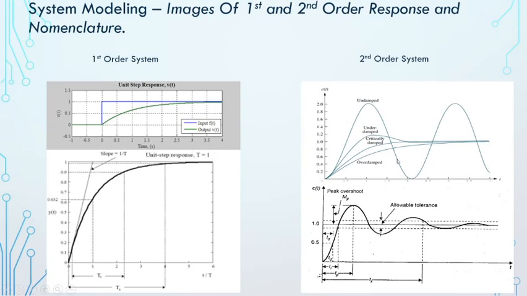I had to explain it first because it looks a little bit more interesting and more enticing. Now, the left hand side gives us a first order system. A first order system behaves somewhat like a critically damped system, but not exactly.